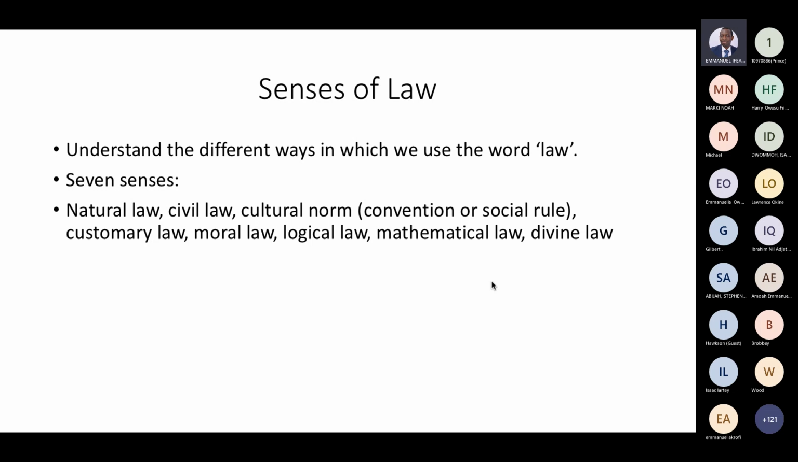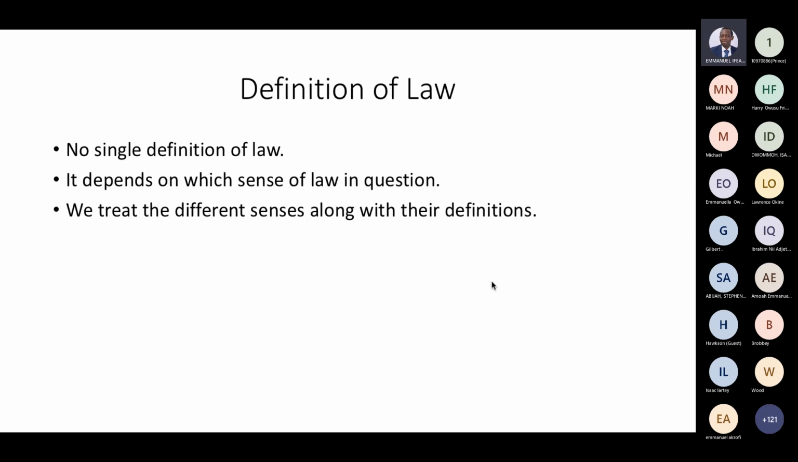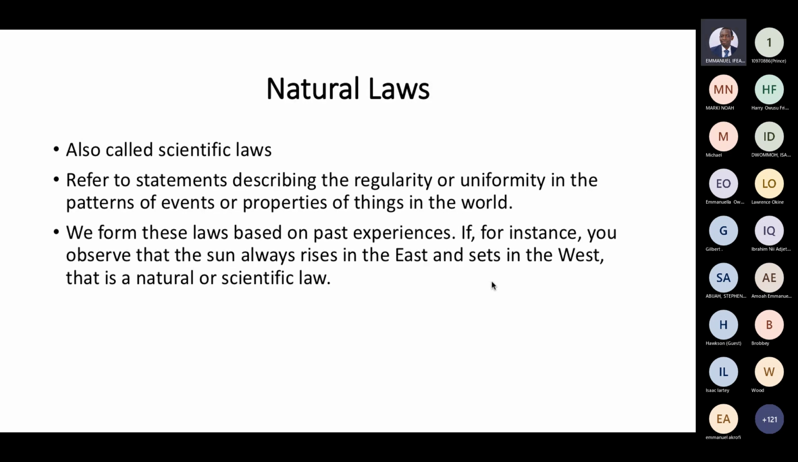Now, so let's look at the definition of law. There's no single definition of law. It all depends on which sense of law is in question. So we treat the different senses along with their definitions. Natural laws, which are also called scientific laws. Natural laws refer to statements describing the regularity or uniformity in the patterns of events or properties of things in the world. So just two things you need to remember: regularity and uniformity.